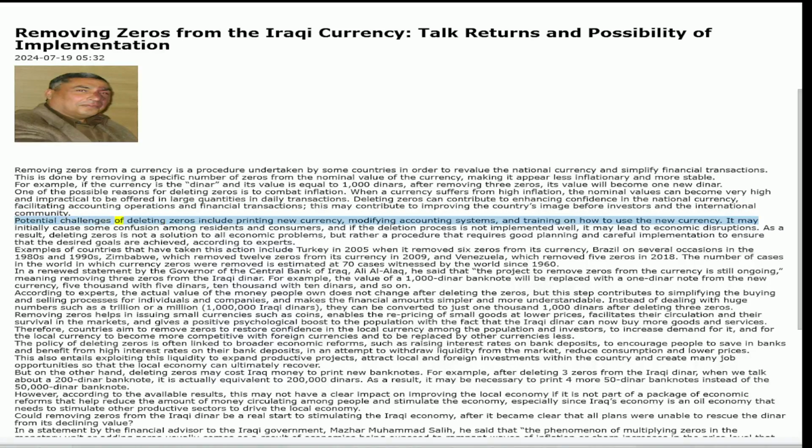Potential challenges of deleting zeros include printing new currency, modifying accounting systems, and training on how to use the new currency. It may initially cause some confusion among residents and consumers, and if the deletion process is not implemented well, it may lead to economic disruptions. As a result, deleting zeros is not a solution to all economic problems, but rather a procedure that requires good planning and careful implementation to ensure that the desired goals are achieved, according to experts.